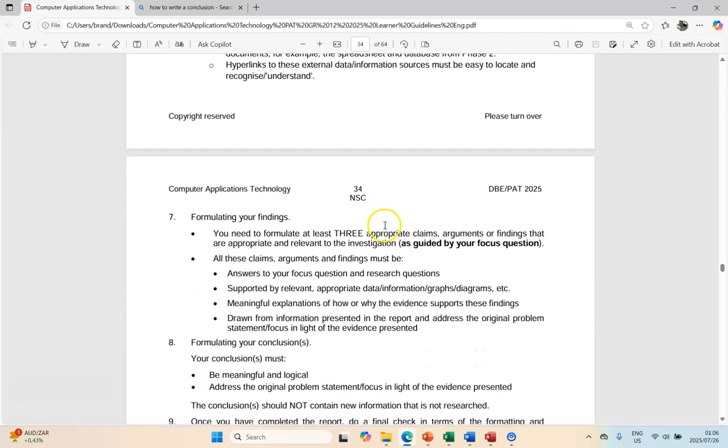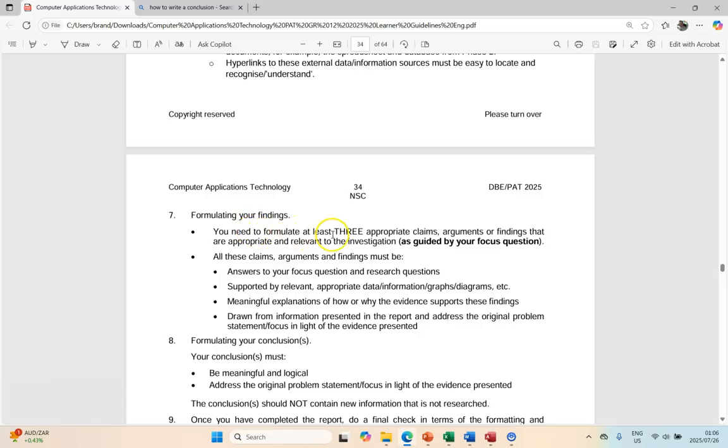The main thing here is we need to formulate at least three. They don't say only three. You can do at least three. If you can find more, I would strongly suggest trying to aim for four. That way, if they don't like one of your claims, then at least you have three that are valid. And so you need to make claims, arguments, or findings that are appropriate and relevant to your investigation.